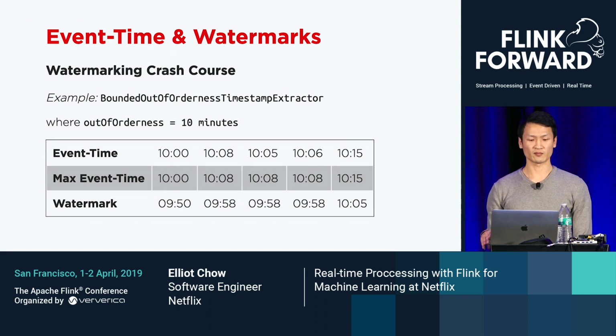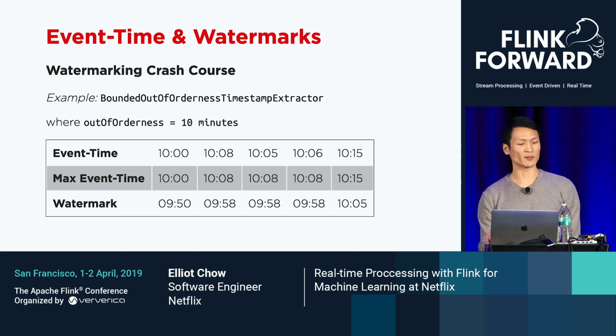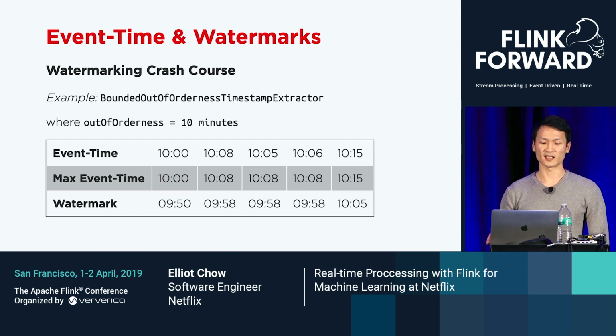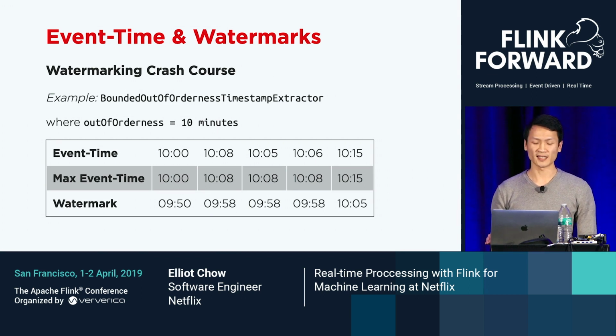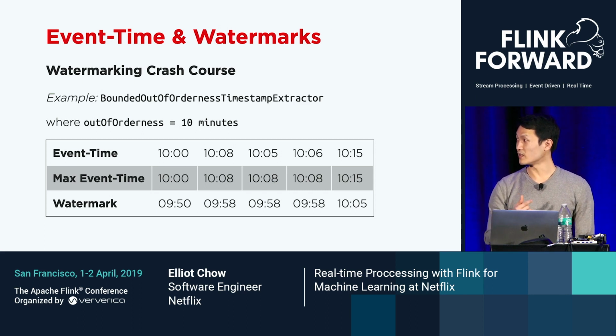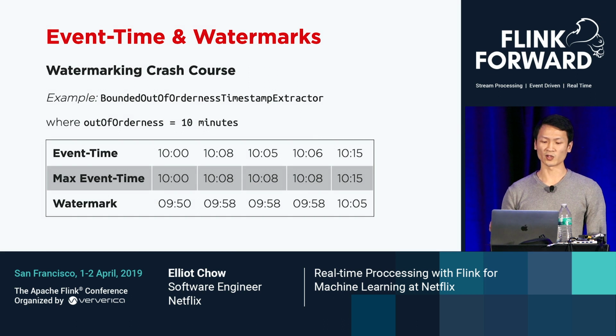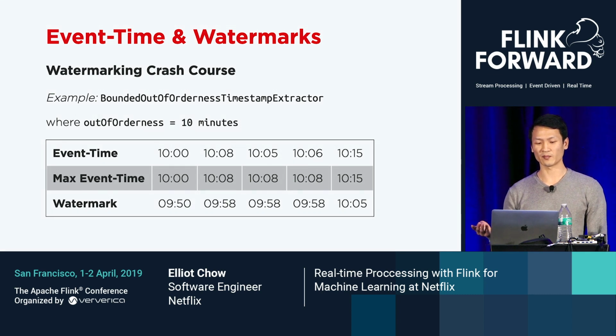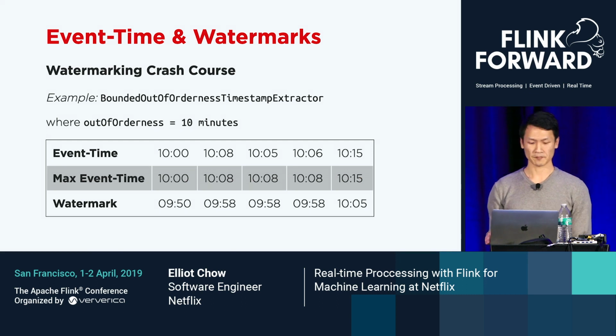Basically, this extractor will maintain the maximum event time that it's seen so far, and subtract some out-of-orderness parameter that you can define. So in this example, read it from left to right. This is the order in which you process the data. The time is relatively increasing with some out-of-orderness. The second row shows you the maximum timestamp that you've seen so far, and the watermark is simply that maximum minus, in this case, a 10-minute out-of-orderness.